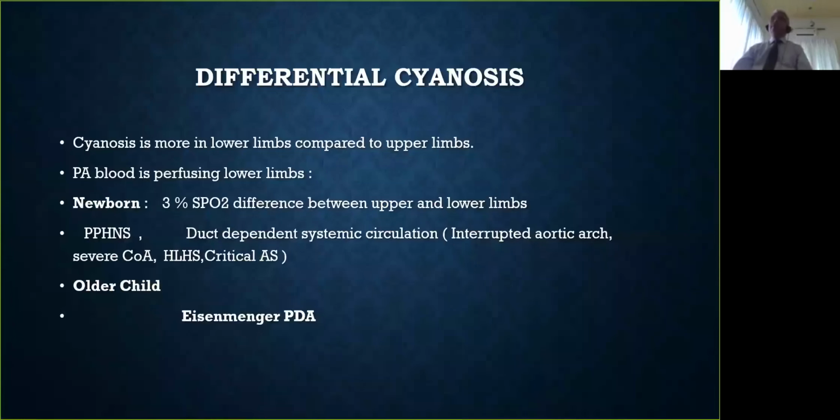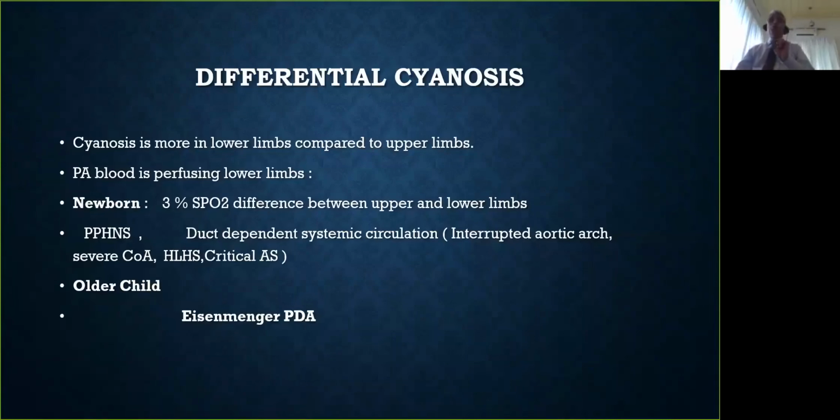We refer to differential cyanosis. This expression means that cyanosis is more in the lower limbs than in the upper limbs. Specifically, in screening a newborn, you mean that there is a more than 3% SpO2 difference between the right upper limb and one of the feet. In the older child, it may be evident clinically and it may be supported by clubbing.